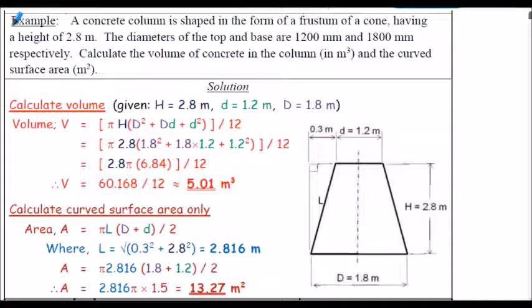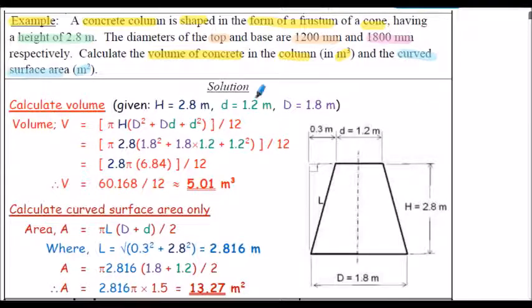Here's an example. A concrete column is shaped in the form of a frustum of a cone having a height of 2.8 meters. The diameter of the top is 1200 millimeters. The diameter of the base is 1800 millimeters. Reading the question, we've got to calculate the volume of concrete in the column in meters cubed and the curved surface area in meters squared.